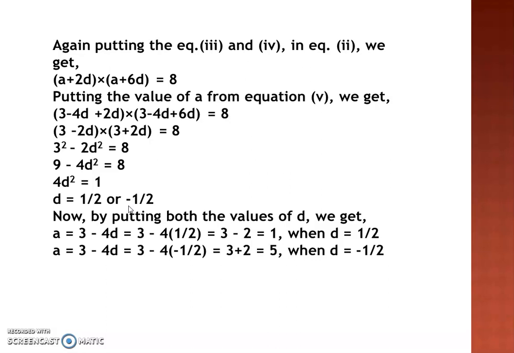So using both, I am supposed to find out the value of A now. A is 3 minus 4D. In this I will substitute first D equal to half and get the value of A. A is equal to 1 when I put D equal to half. I will also put D equal to minus half in the same relation. A is equal to 3 minus 4D. Here when I put minus half, I will get A equal to 5. So there are two different APs. One with A equal to 1 and D half, and the second AP with A equal to 5 and D minus half.